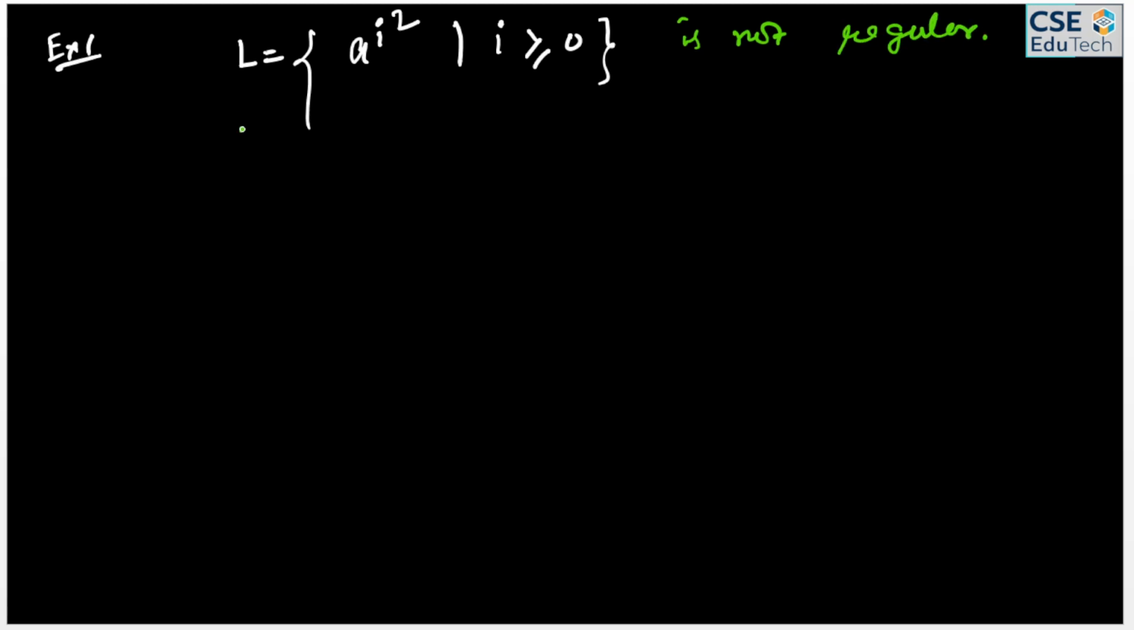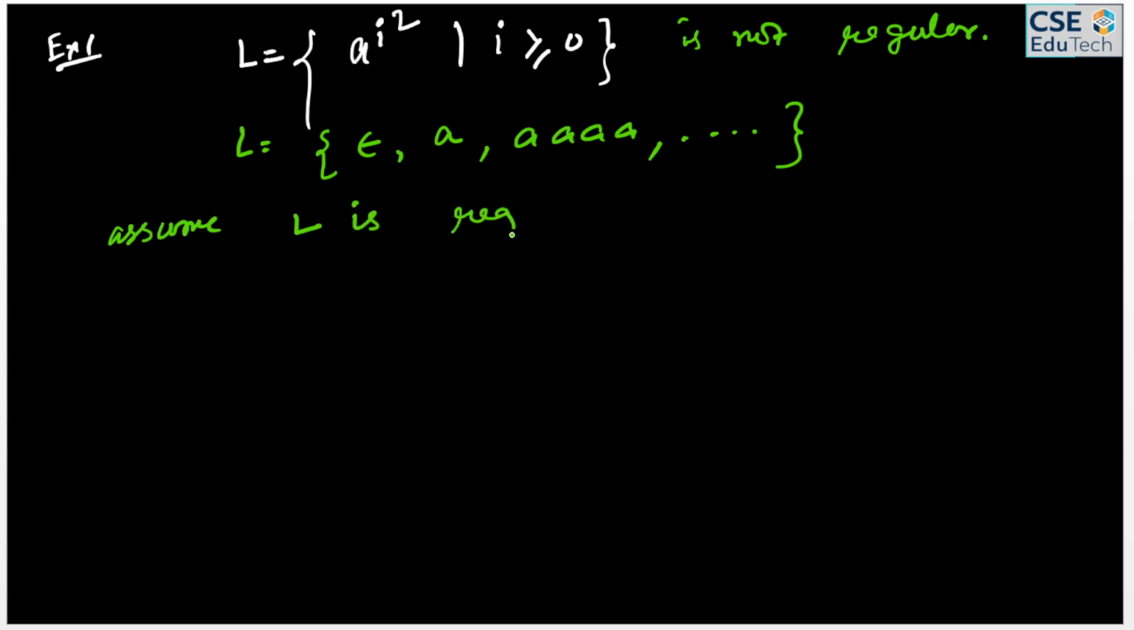Right. Now what is the language pattern? It will be like this: when i equal to 0, a to the power 0, that means the string will be epsilon. Then when i equal to 1, it will be a. When i equal to 2, it will be a to the power 4, and so on in this pattern. Right. So as per the principle of the pumping lemma, we have to assume that L is regular. So assume L is regular, right? And we also let z be any string of the form a to the power n squared. So what is the length of the string?